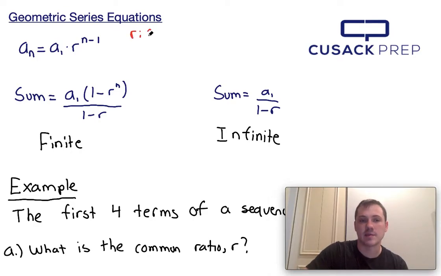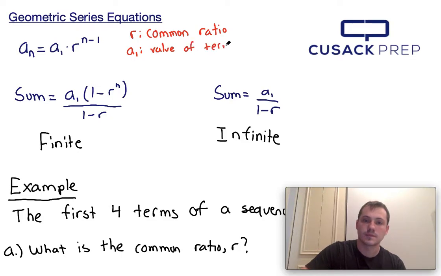So r is the common ratio, and that's just the number that you multiply by to get from one term to the next. A sub 1 is the value of the first term. And n is the term number. So am I looking at the second term? Am I looking at the third term? You know, which term is it?